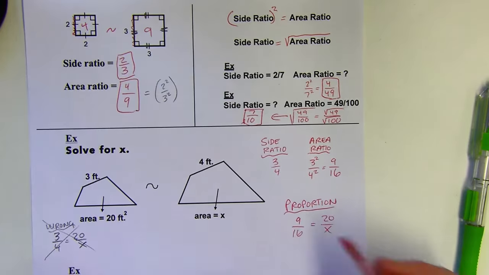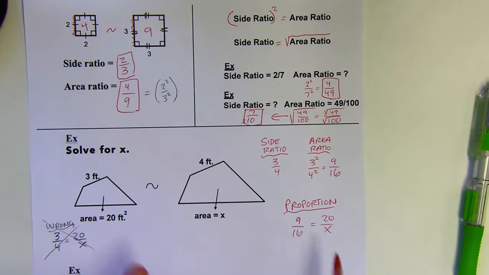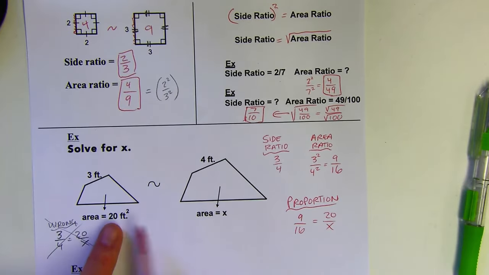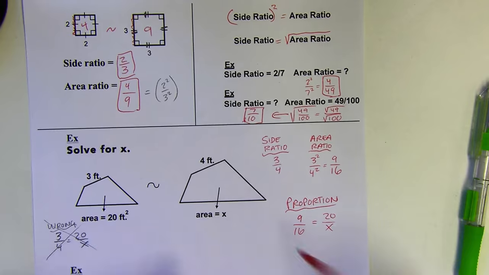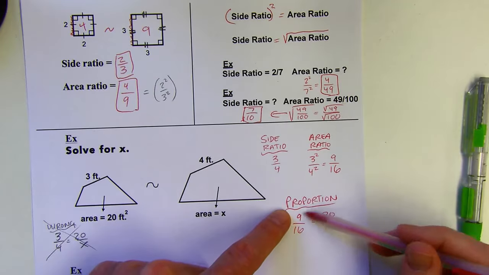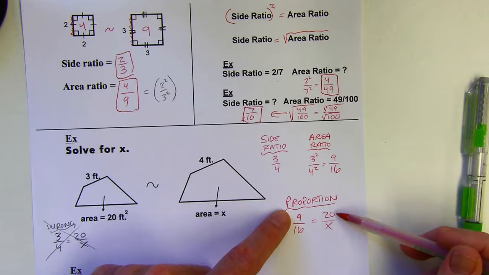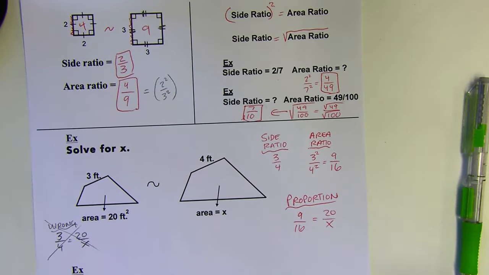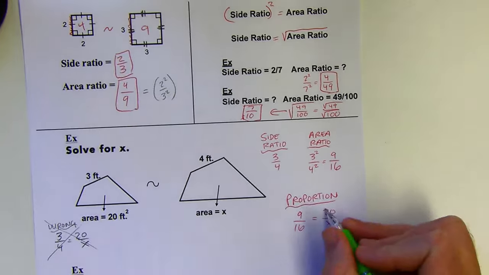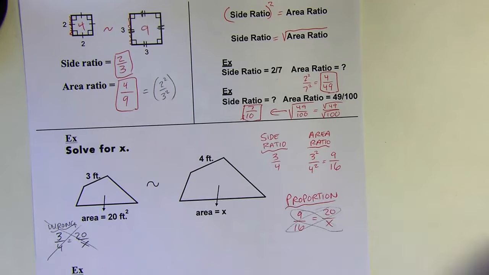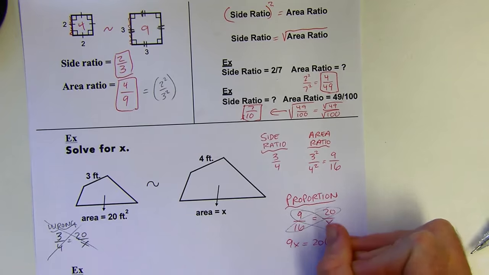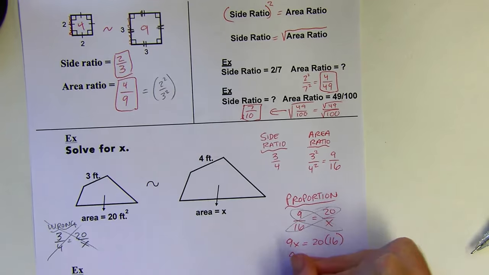Make sure 9 is smaller than 16, and I can see from the picture that 20 is going to be smaller than x. So I have the 9, the smaller one, in the top position, so I want it set up the same way in the second one. You can use the two sides to gauge which is your smaller and larger figure. And then I'm cross multiplying, and 9x is going to equal 320.